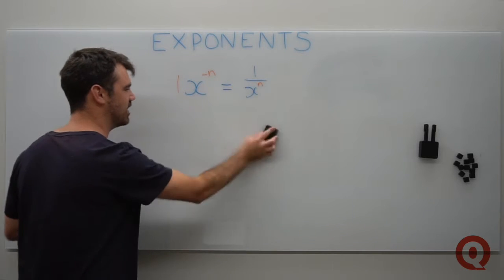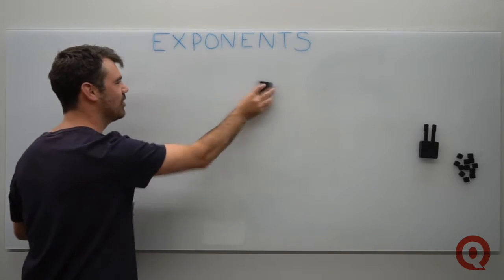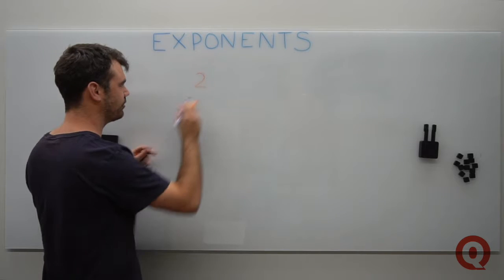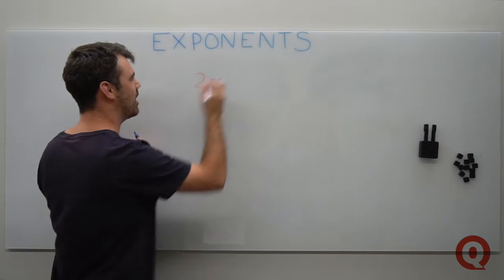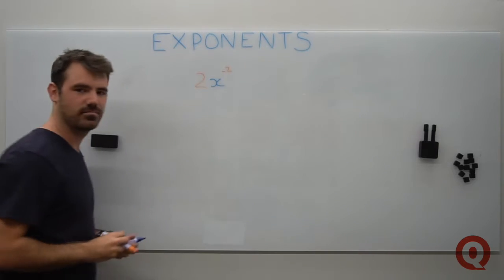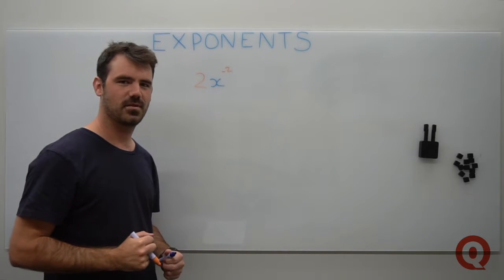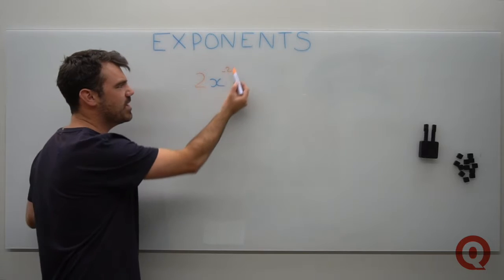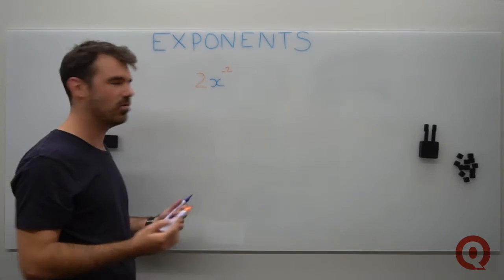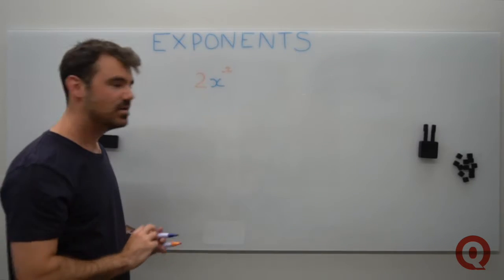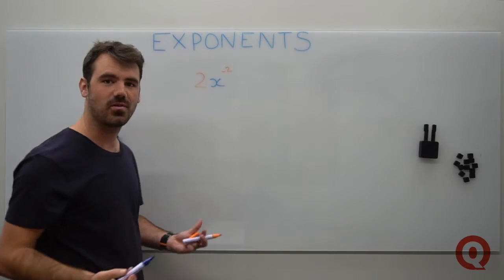I'm just going to erase this because I like the center of the board here to keep your attention. So what happens if I have 2x to the power of negative 2? Now, the 2 is not being raised to the power of a negative at all. The negative 2 here is applied to the x. So it's not the 2 that no longer becomes a whole number.